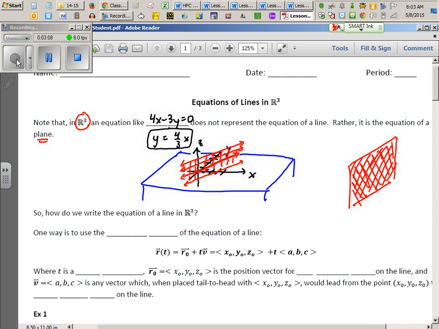So this presents a problem. How do you define a line? How do you write the equation of a line if you can't use y equals mx plus b? One of the reasons you can't do it is because of this stacking effect. Or can't do it yet, I should say. And the other reason is slope doesn't have as much meaning now as it did. 4/3 means change in y over change in x, but it doesn't tell us how things change in the z direction.